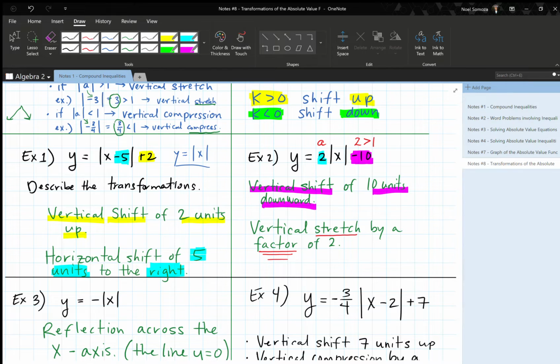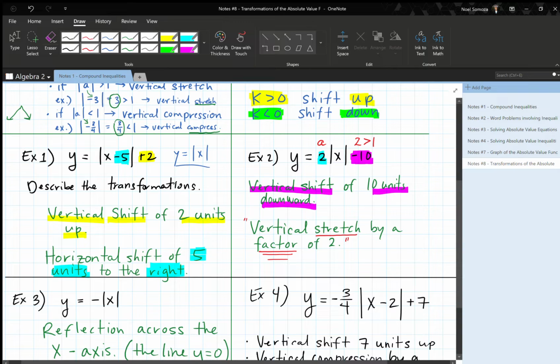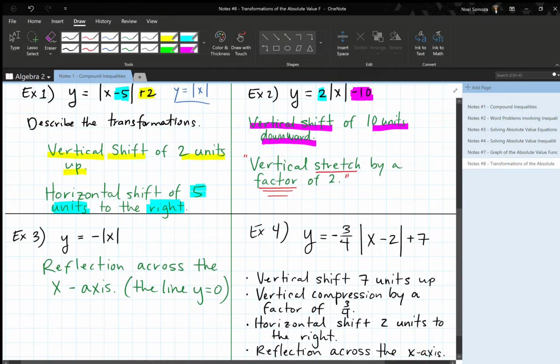If you have the worksheet in front of you, you'll notice that one of the examples said vertical stretch by a factor of 4 or vertical compression by a factor of 1/2. Okay, so I'm using the exact same language that we use on the worksheet. Okay. All right. Next one.